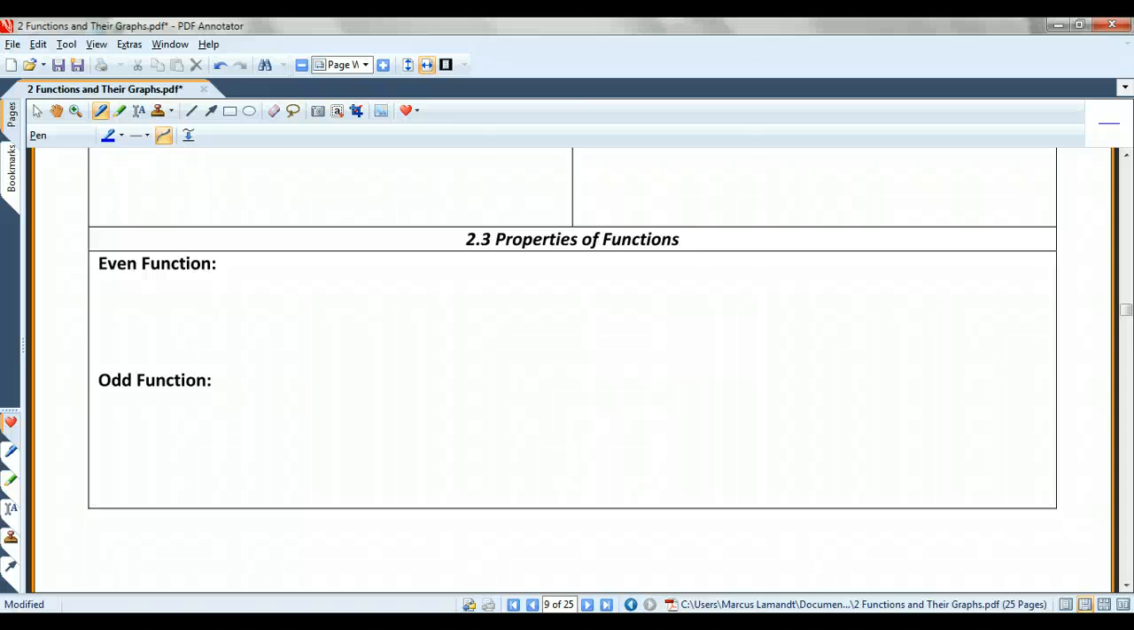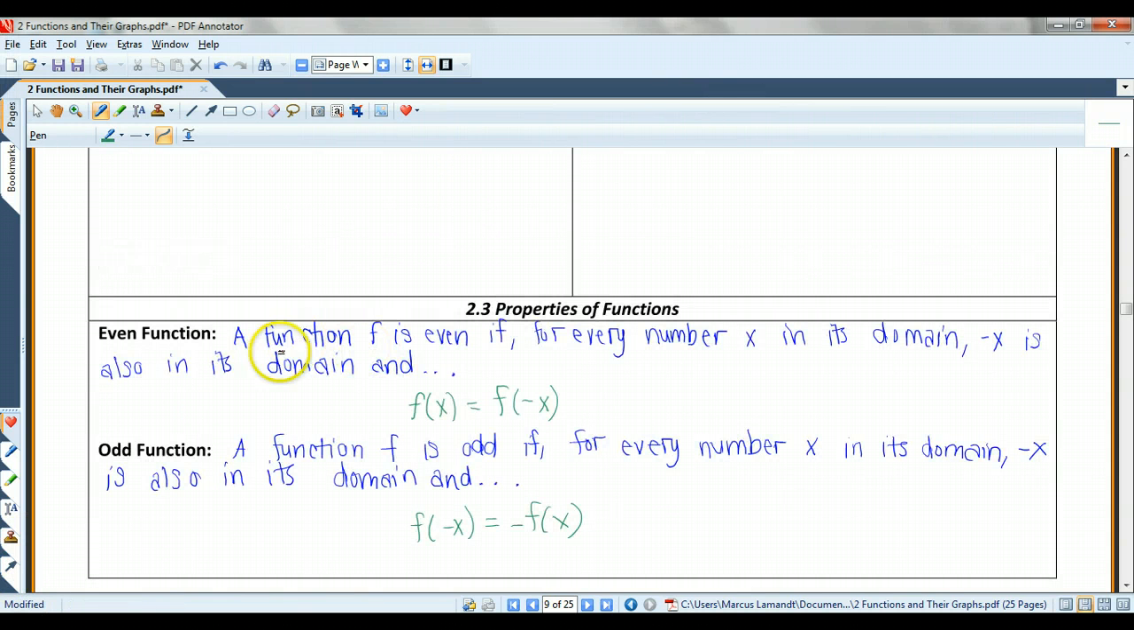Alright, if you guys could please turn to section 2.3, properties of functions. I'm going to write out these definitions. A function f is even if, for every number x in its domain, negative x is also in its domain, and f of x equals f of negative x. Okay?